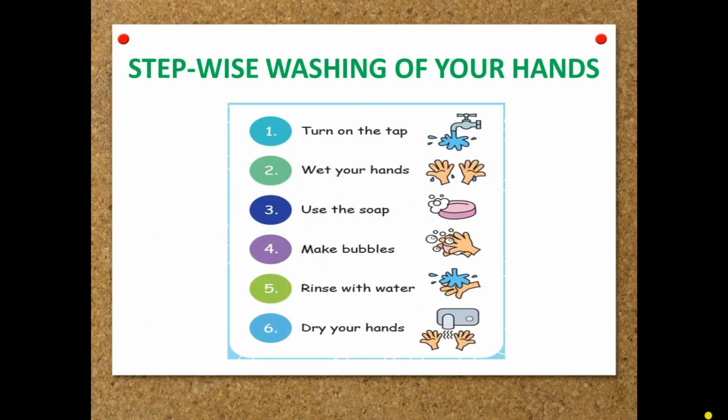Now let's see one example of stepwise thinking, that is stepwise washing of your hands. See, step number 1, turn on the tap. Step number 2, wet your hands. Step number 3, use the soap. Step number 4, make bubbles. Step number 5, rinse with water. And last, step number 6 is dry your hands. Okay?